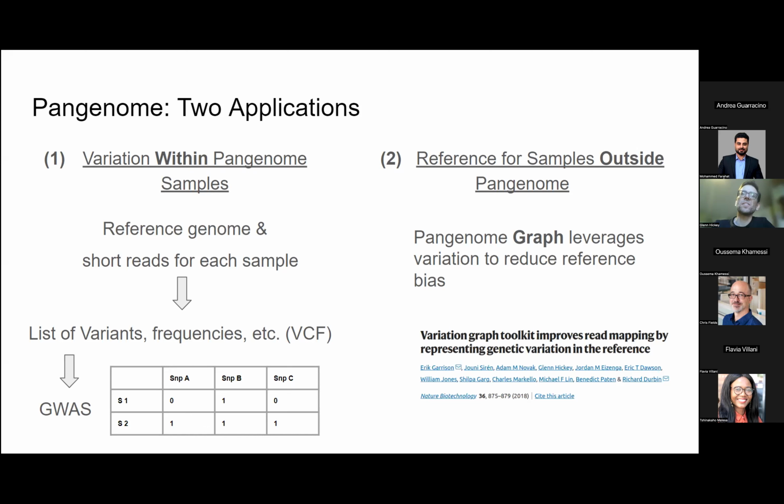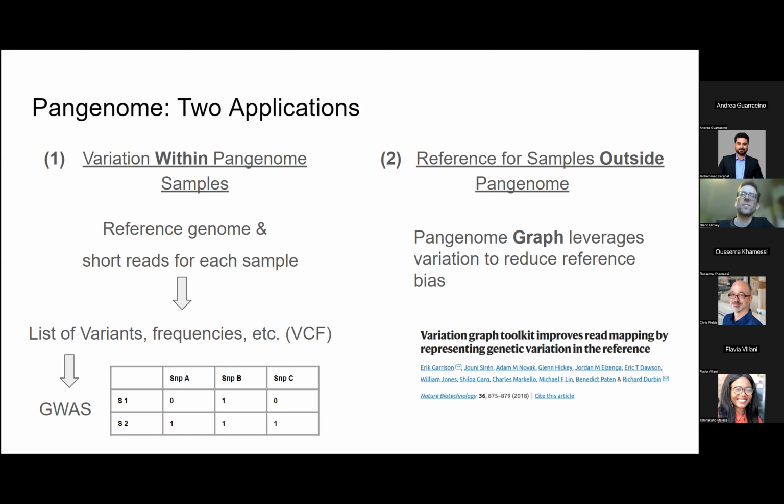There are two applications, just a little bit of a digression here. If you have a pangenome, you could use it for two broad categories of analyses. You could use it to study variation inside your pangenome. Your pangenome is made with a set of samples, and your pangenome itself shows you how all the samples relate to one another.